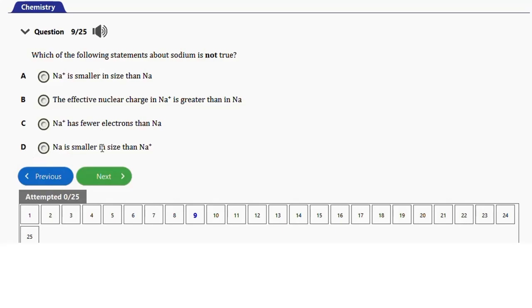This is not true. Okay, so sodium atom has a higher size than sodium ion, and not sodium atom having smaller size than sodium ion. Okay, so the next question will be this one.